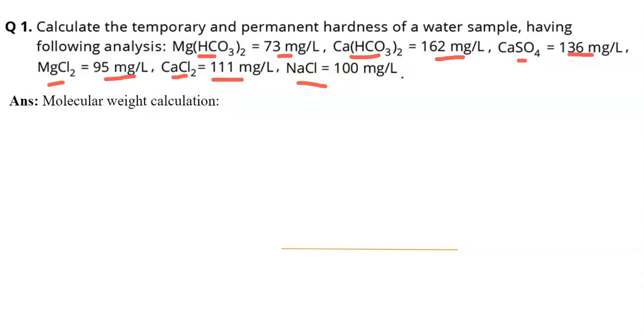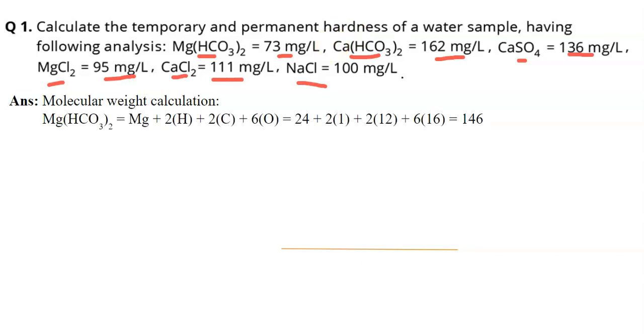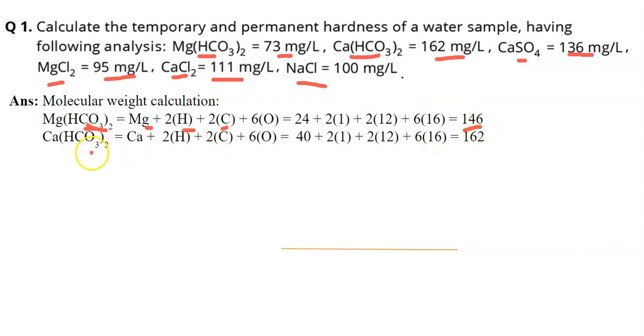So first, let's calculate the molecular weight of all the salts given here. We know molecular weight is equal to the addition of the atomic weights, or atomic mass. First is magnesium bicarbonate. Its molecular weight would be the weight of Mg, plus there are two hydrogens, so 2 into weight of hydrogen. Again, two carbons, so 2 into weight of carbon. Oxygen is 3 and outside the bracket it is 2, so total oxygen is 6, 6 into weight of oxygen. If you add their atomic weights, you will get the molecular weight of magnesium bicarbonate as 146.